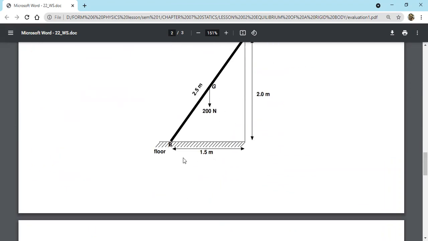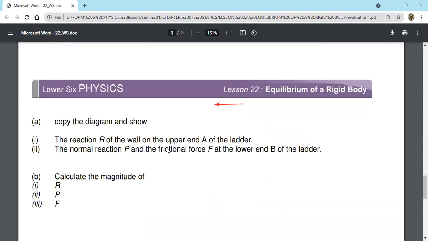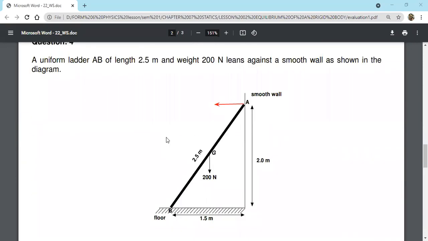So first, I use this diagram. From here, where will be the R? That means that here the R will act in this direction. Okay, and let me see here. The normal reaction P and the frictional force. Okay, so we have another two forces, where this is the P and this will be the F.